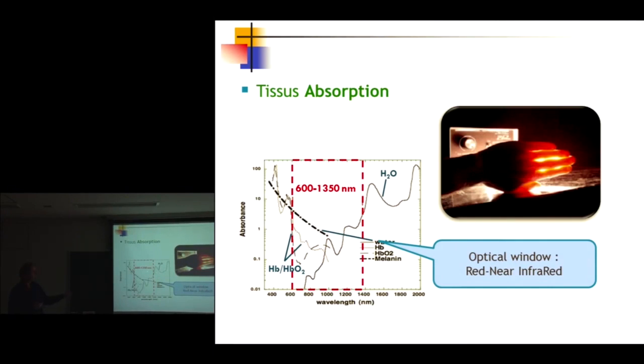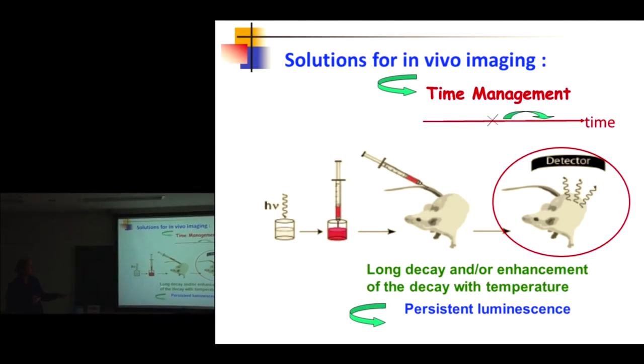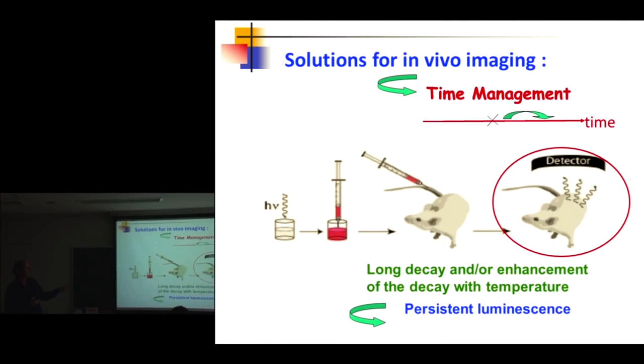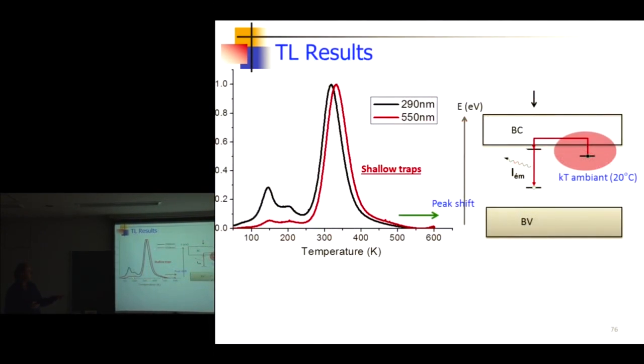I'm sorry to be long, but we use the transparency of the body in the near-infrared range, and the way to do that is to use persistent luminescence. You use the persistent luminescence to look a long time after the injection to the animal at the emission. We call that time management, and we propose to use that to do images of tumors and different applications.